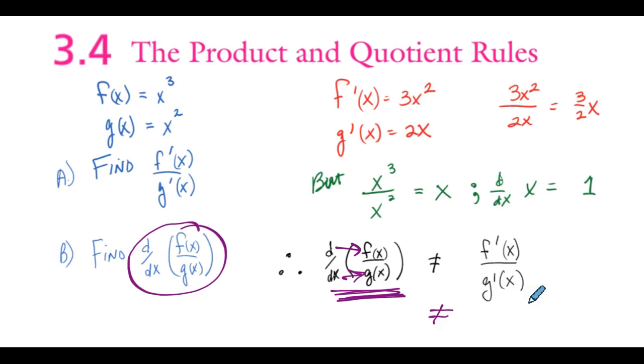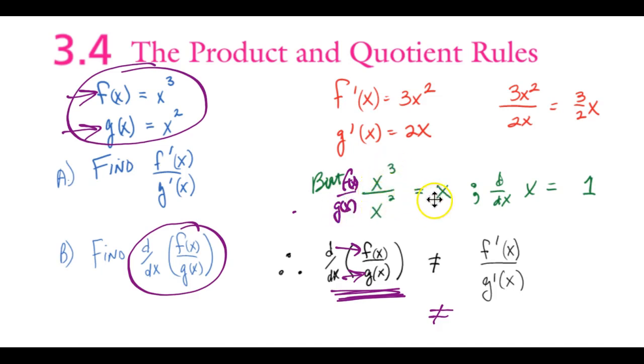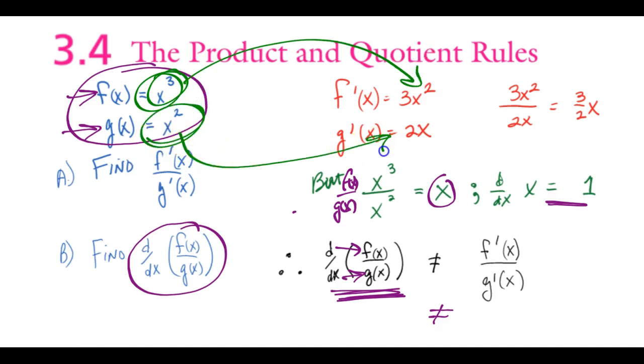And I think I can show that to you really quick by giving you an f at x function as x cubed and a g at x function as x squared. If you divide those two functions, you have the f at x function divided by the g at x function. X cubed divided by x squared is just x, and the derivative of x is just 1. But if you were to do the derivative first, the derivative of x cubed is 3x squared, and the derivative of x squared is 2x.